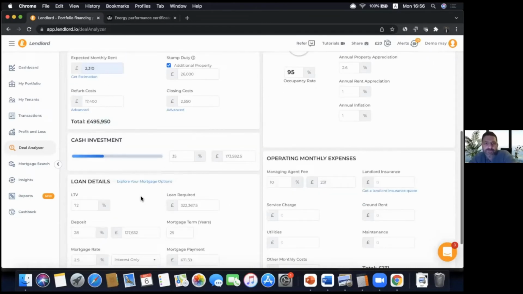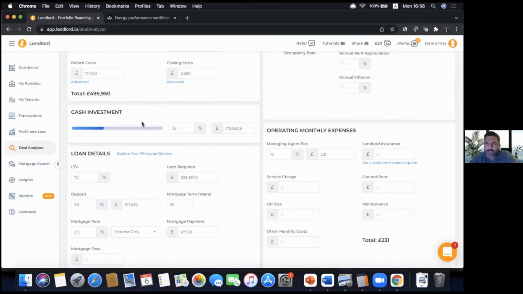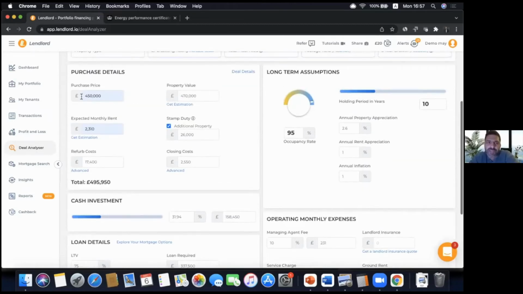And I will go now to understand how much cash I need, or how much cash I want to put on this deal. So the cash investment and the loan details go together. In this case, the default is 72% loan to value, but I might be able to increase it to 75. The deposit will be 25%, and this is important. It's not the cash that you need to put on this deal. It's just the 25% of the minimum between the purchase price or the property value.